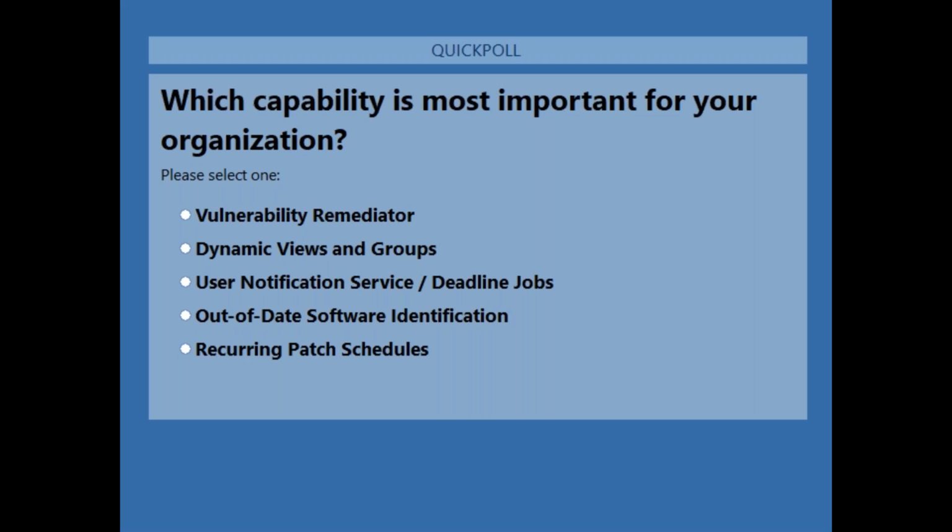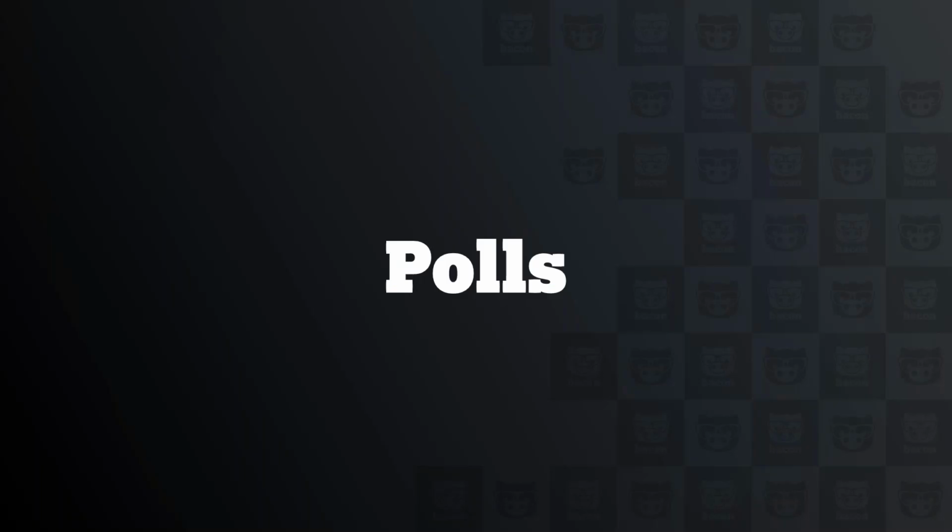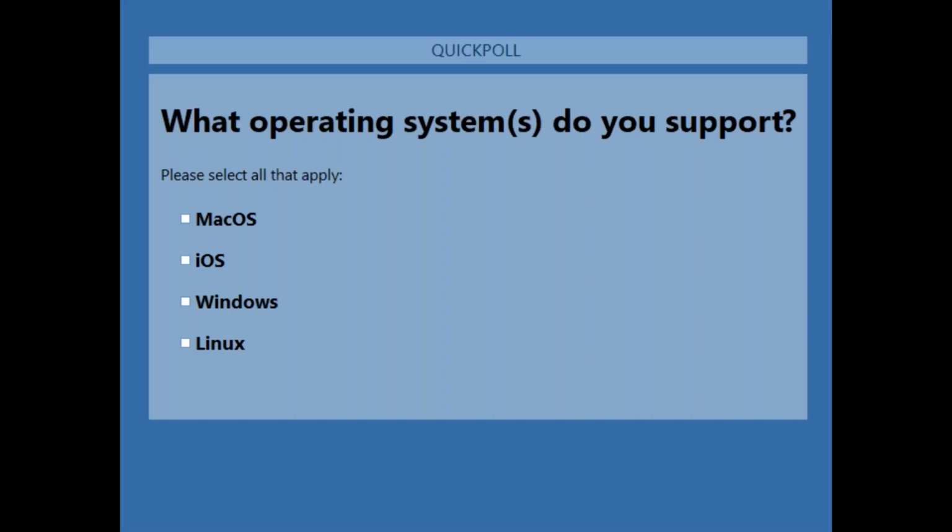User notification deadline jobs means that you can set somebody to reboot their machine, or install patches and reboot their machine, by a specific date, and it reminds them, very friendly. So if you don't know what that is, get that one filled out here, and then we'll move on to just one more. So far, vulnerabilities is pretty high, and the recurring patch schedules is the highest. User notification is third. They came in pretty close, actually, and we will be talking about those things today. So that's good. We'll go to the next poll here.